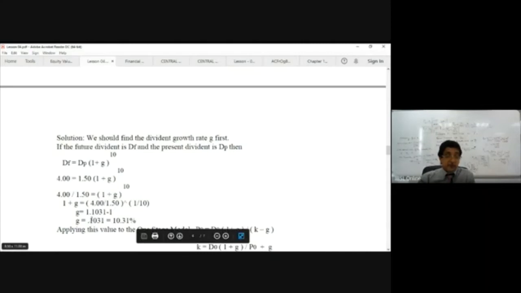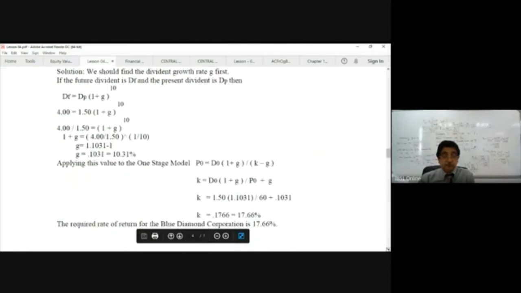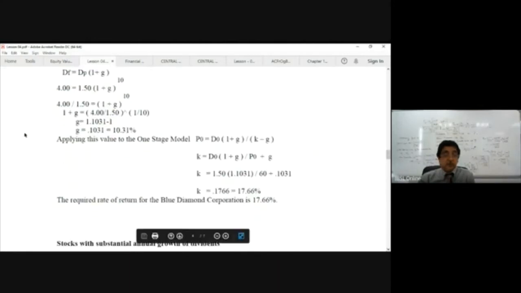That comes to 1.1031 minus 1. So 10.31% is the answer. Anything you need to clarify here? K is calculated after substituting the value for G. K is calculated as 17.66.